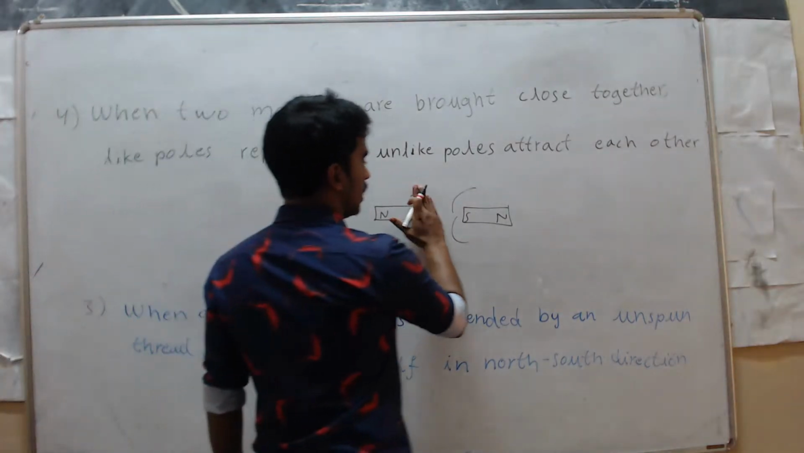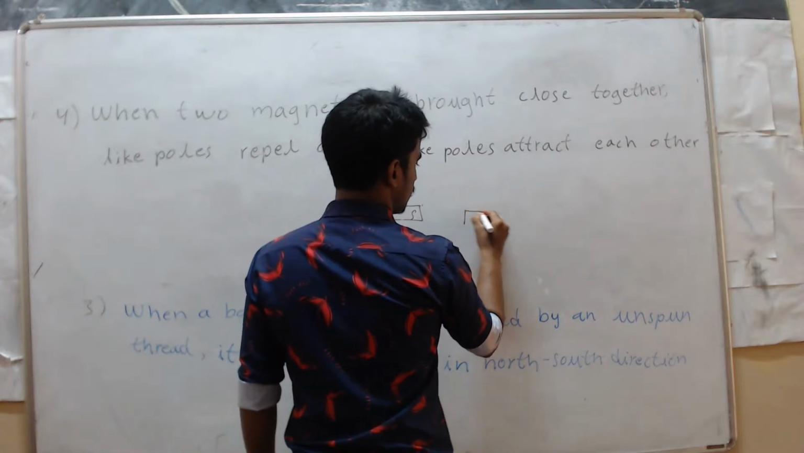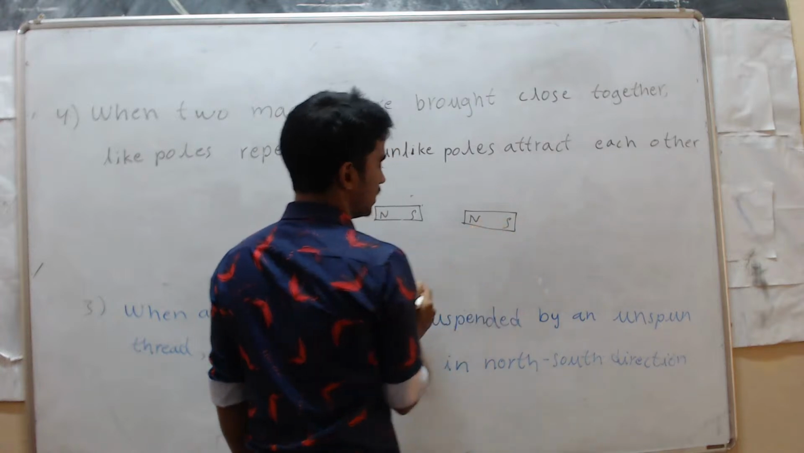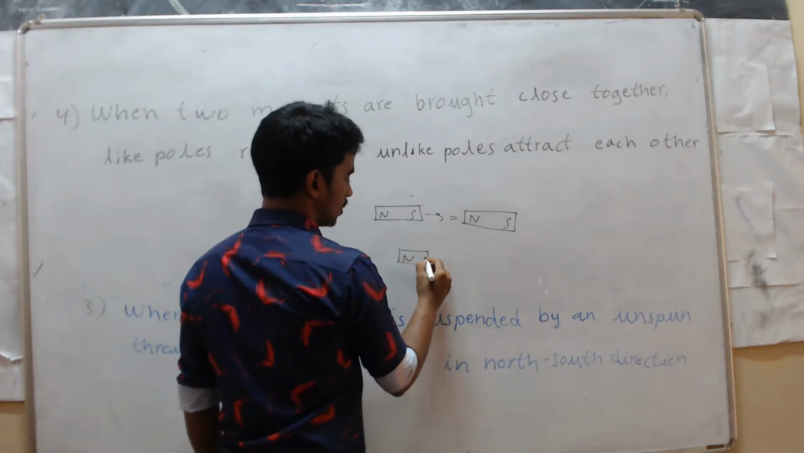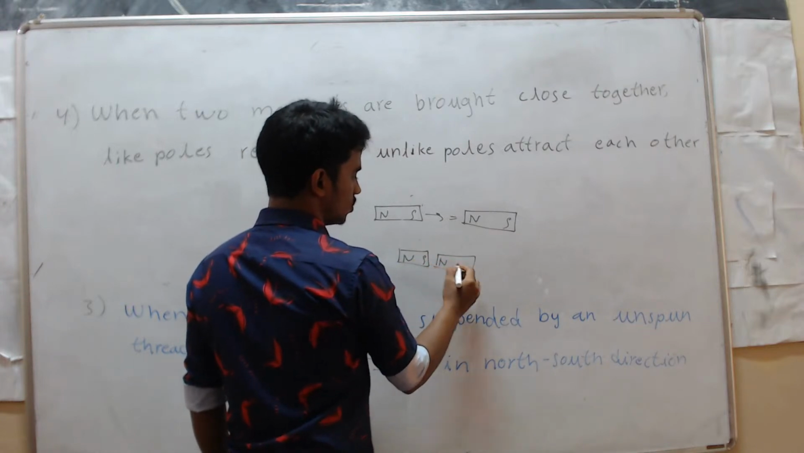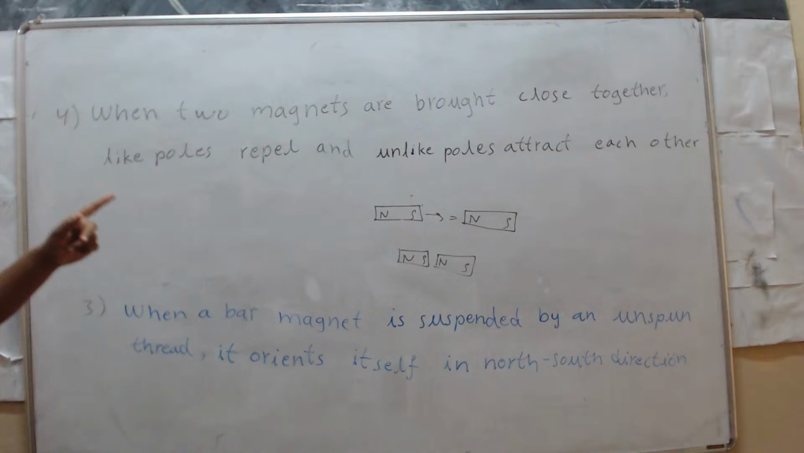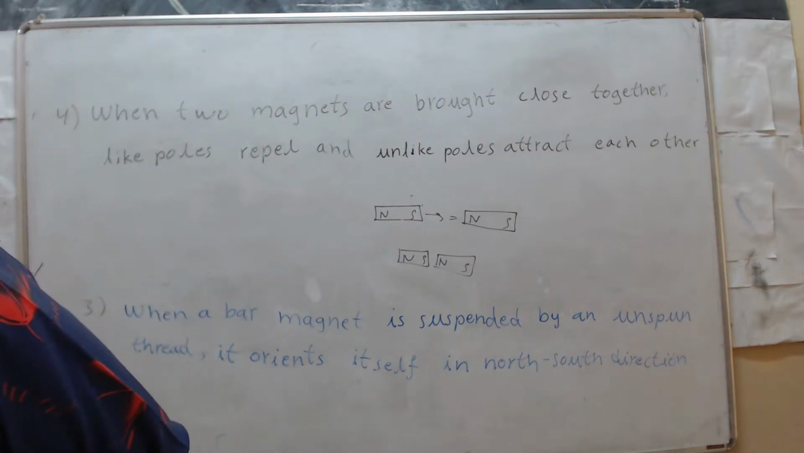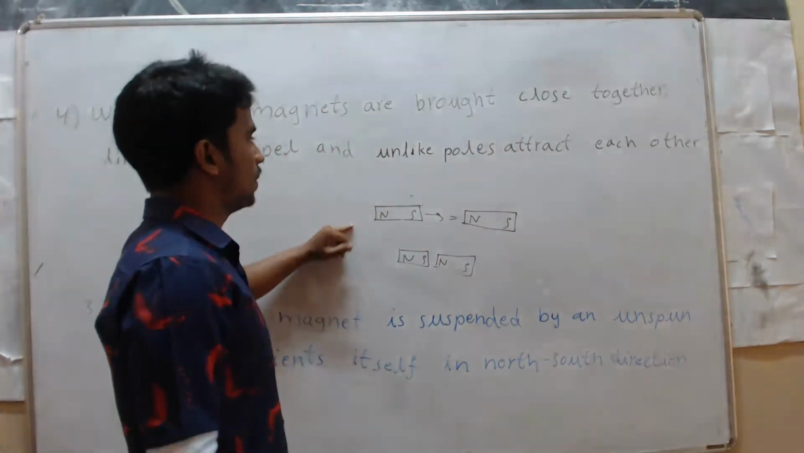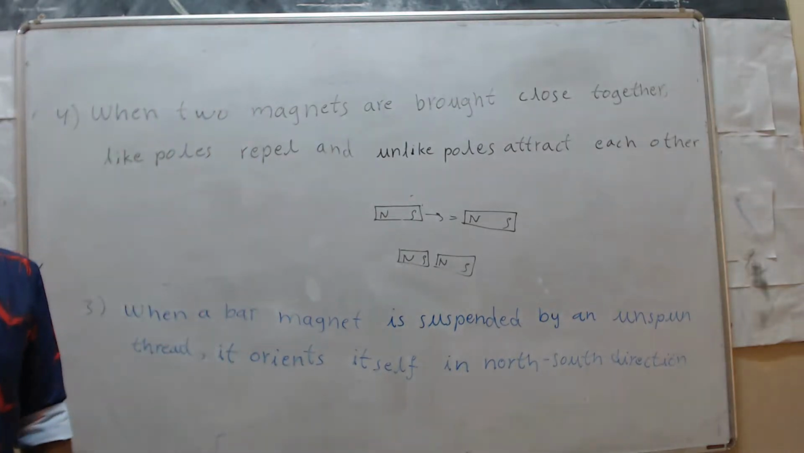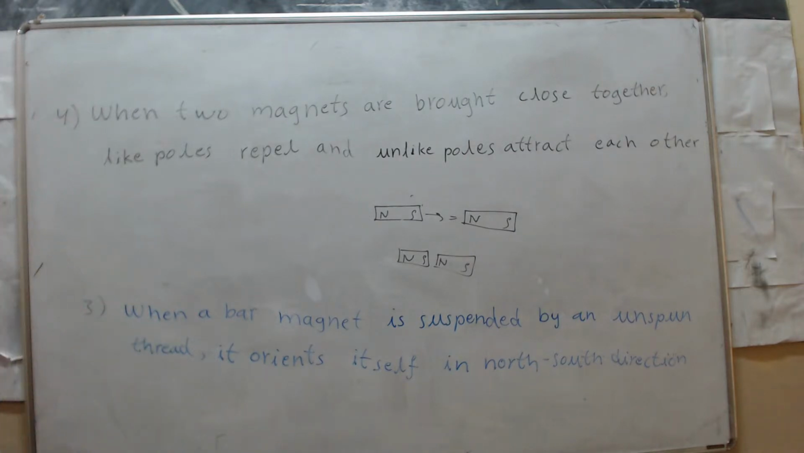But when you bring the unlike poles, for example, north to south, at that time what will happen? Both will attract, like this. So that's why this is the fourth property of magnet: when two magnets are brought close together, like poles repel and unlike poles attract each other. So these are the properties of magnets.